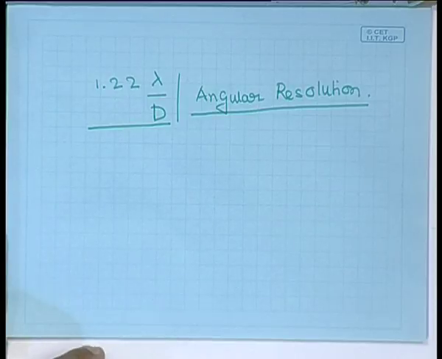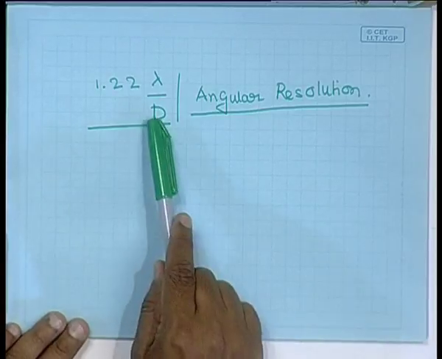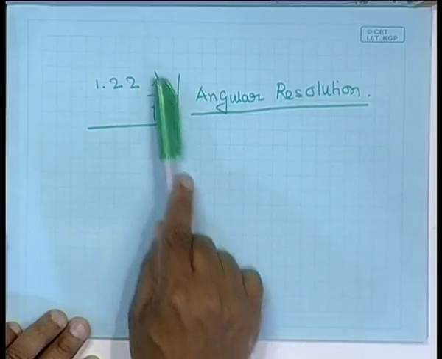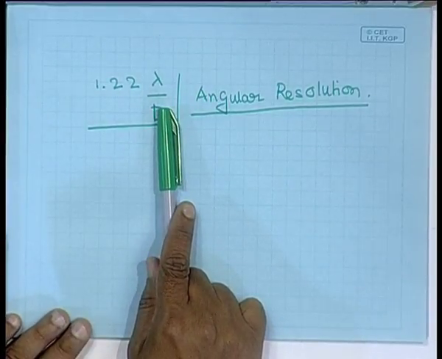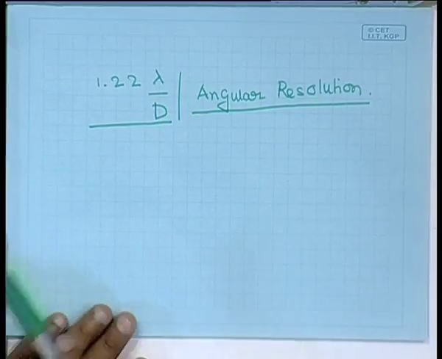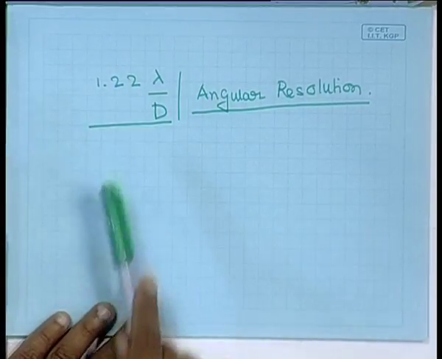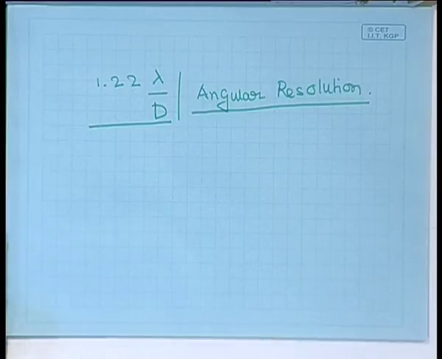If the two stars were at an angular separation which is smaller than this, I would not be able to make out the fact that there are actually two and not one source. Whereas, if the angular separation is more than this or equal to this, I would be able to make out that there are actually two sources and not one.